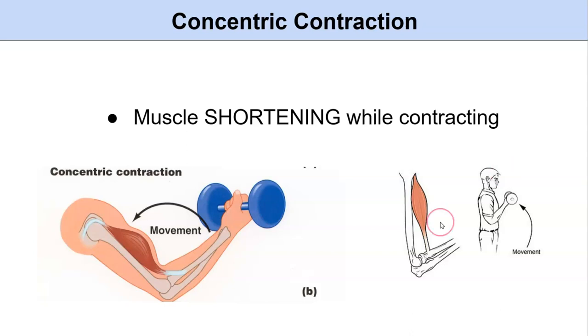And how do we shorten the muscle? We bring the insertion closer to the origin. So in this case, look at this individual now. He has the dumbbell, and now he's bringing the dumbbell up to his shoulder. So when the insertion moves closer to the origin, that's when the muscle is shortening or squeezing. That would be considered a concentric contraction because we're shortening while contracting.